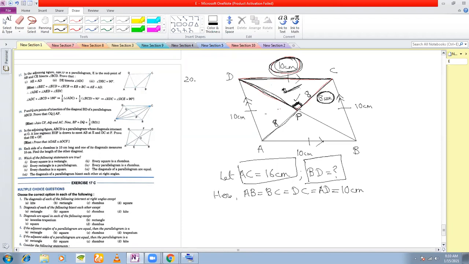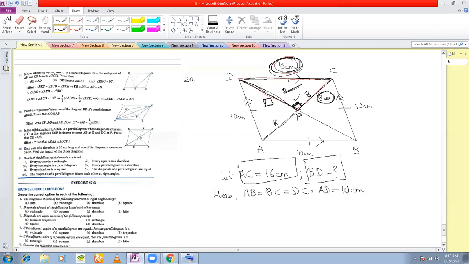Now, as I told you, from Pythagoras theorem, if you have a right angle triangle and you know any two sides, then you can find out the third side. So here, if you see, we have a right angle triangle with hypotenuse equal to 10 centimeters, base equal to 8 centimeters. We can find out the perpendicular. That means we can find out this perpendicular DP, this length.